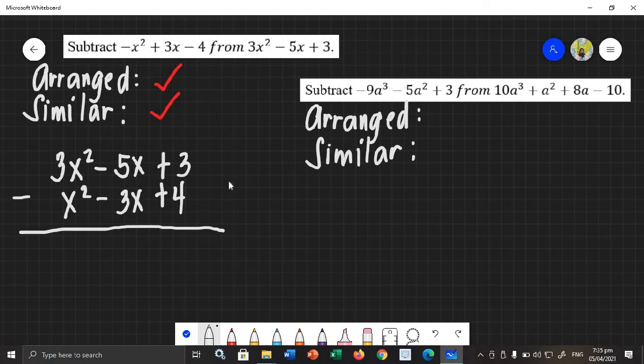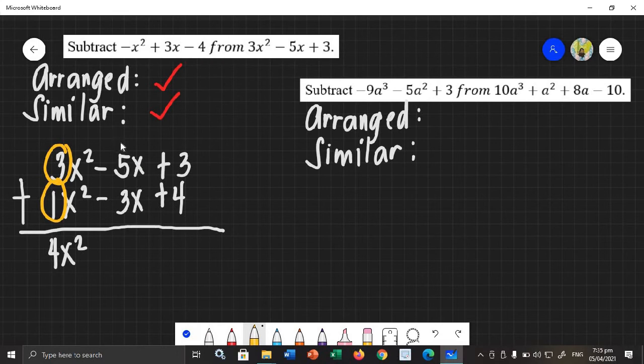Right after natin mapalitan lahat ng sign sa subtrahend, palitan din natin ang operation ng addition. And we will proceed in adding the terms that have the same literal coefficient. So dito, in this case, we will be adding the numerical coefficient. 3 plus 1 kasi may invisible 1 dyan. So, add natin yung numerical coefficient, 3 plus 1, that will be equal to 4, and then copy natin yung literal coefficient, which is x raised to the second power.